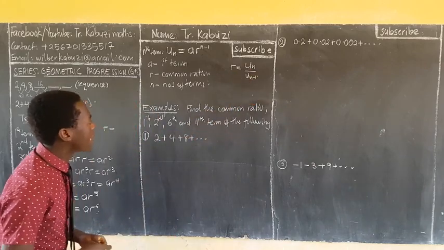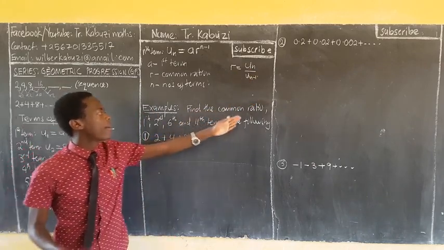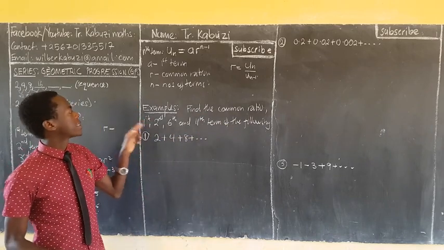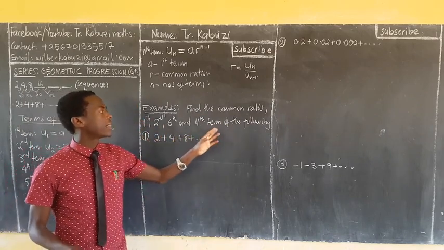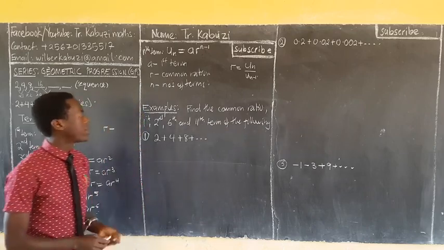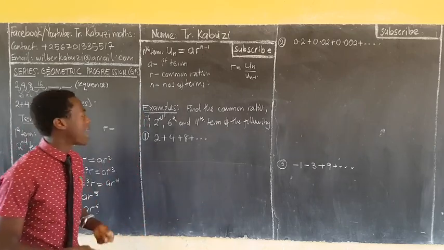Now we are going to see some examples. Find the common ratio, first term, second term, the 6th and 11th terms of the following. This is the series they are giving us. From here, you can easily generate.